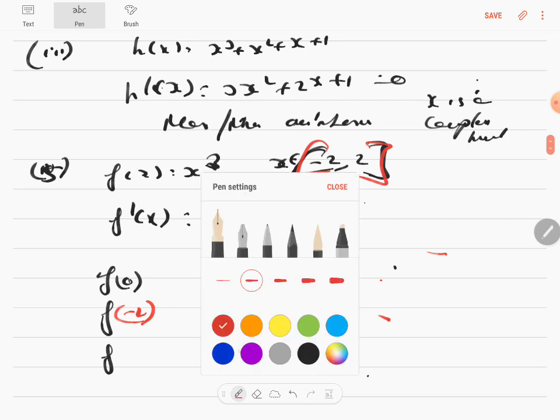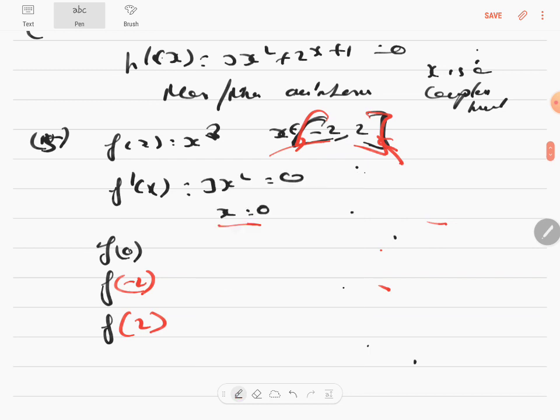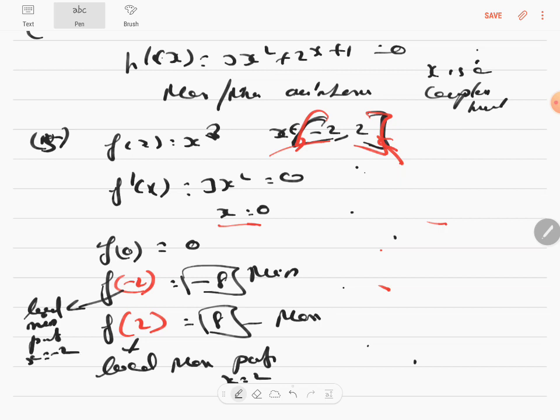Are you clear? When they give an inclusive bracket, you need to check for this point and this point as well, apart from this point, whether it can be maxima or minima. That is the only difference. So when you substitute, f of 0 you get 0, f of minus 2 you get minus 8, f of 2 you get 8. Therefore this is your maxima and this is your minima, this is your local maximum point and this is your local minimum point. The local minimum point is at x equal to minus 2, and the maximum point is at x equal to plus 2.